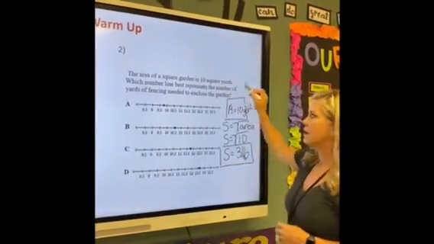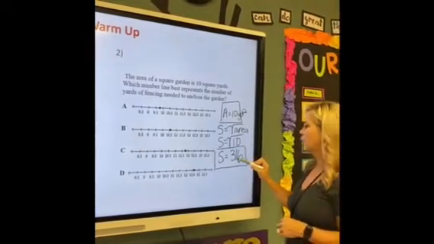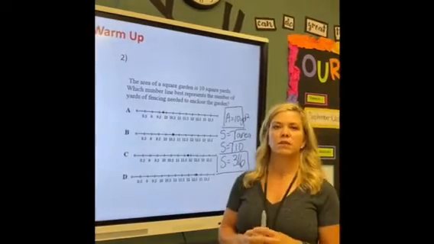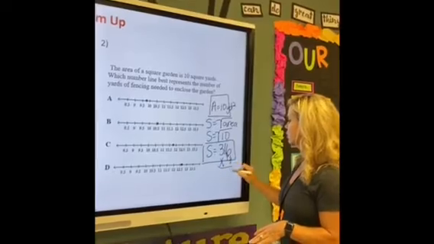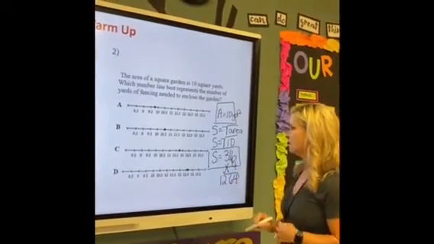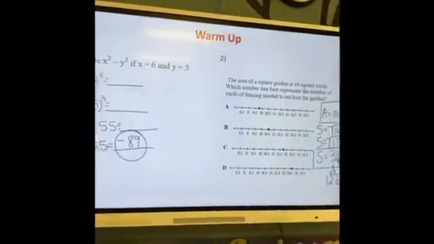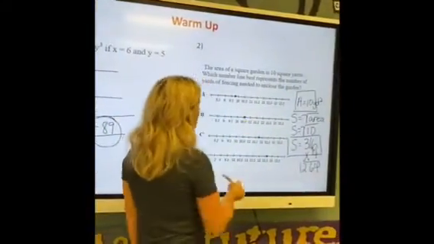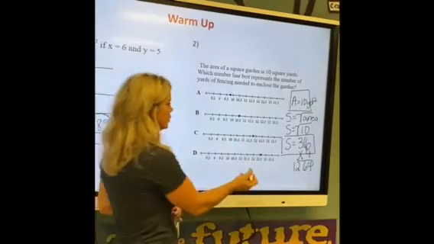There are 4 sides in the garden. So we need to add 3.16 plus 3.16 plus 3.16 plus 3.16, or 3.16 times 4. And you get 12.64. 12.64 is between 12 and 13. So on the number line, we're going to look for the answer that's closest to 12.64.